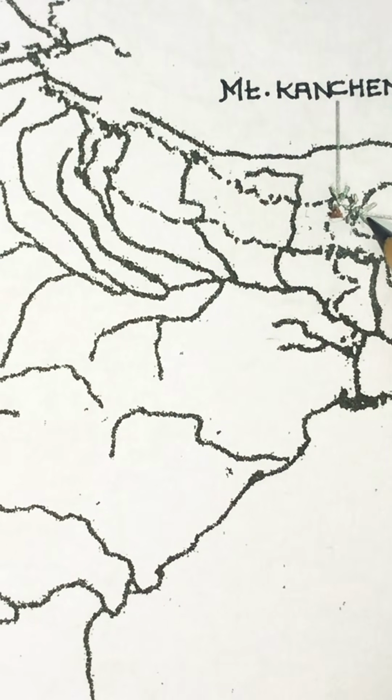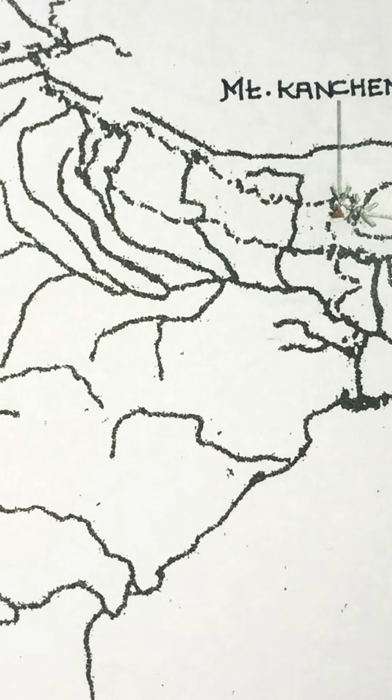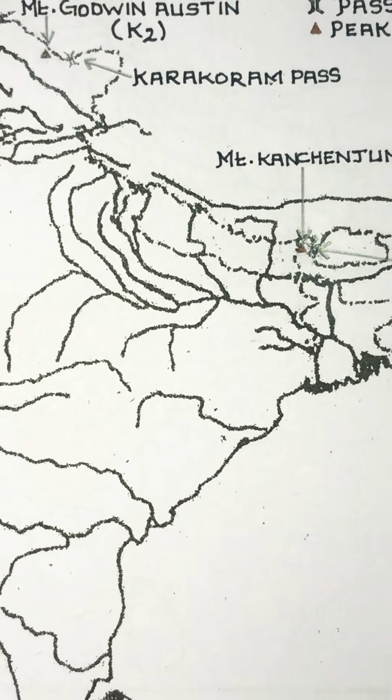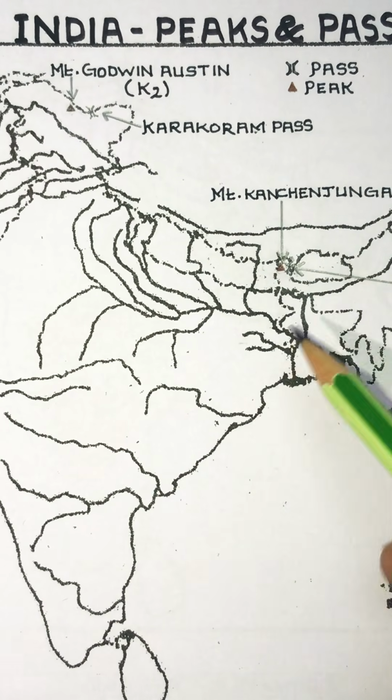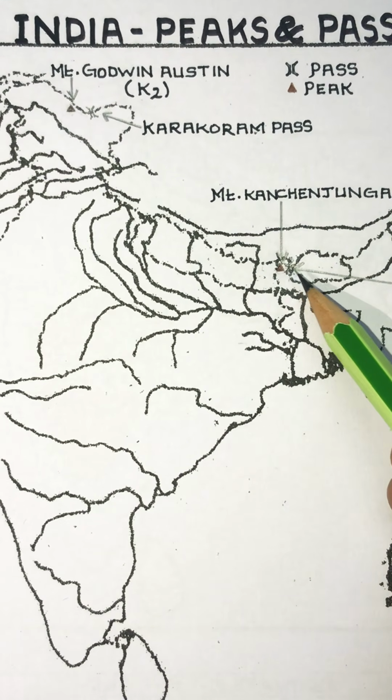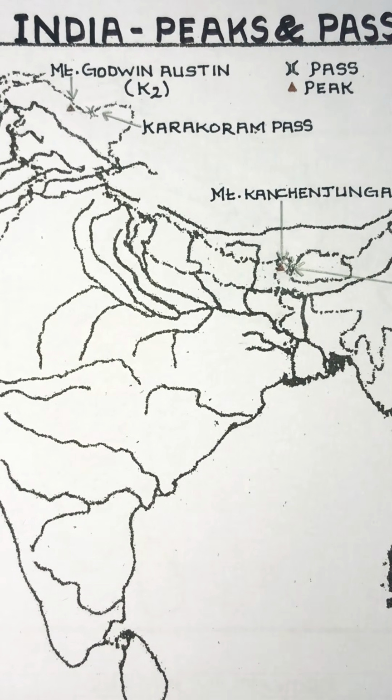Again, you can use a pencil or a red pen to mark this pass. It is near the border of Bhutan. So it is very near the border of Bhutan, where the border of Sikkim or India is joining or touching the border of Bhutan. There you are going to mark the Nathula Pass. Right? Now children, what is a pass? A pass is a gap or a break in a mountain which is used for navigation purpose, right? So these are passes.